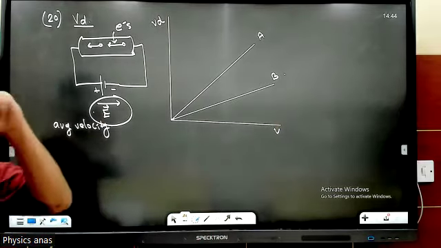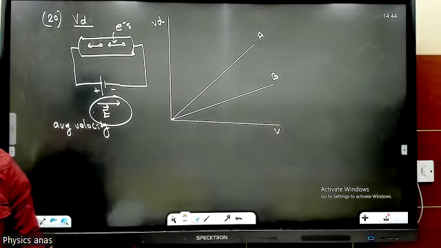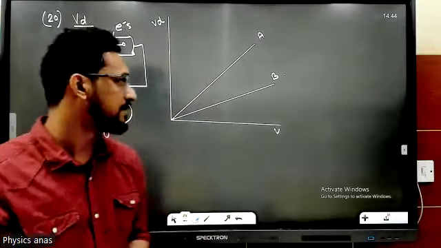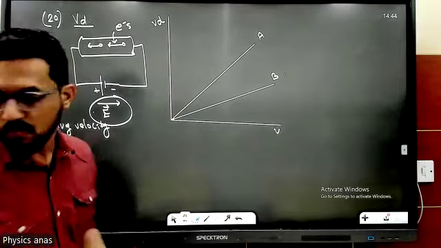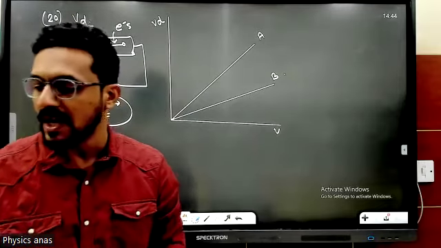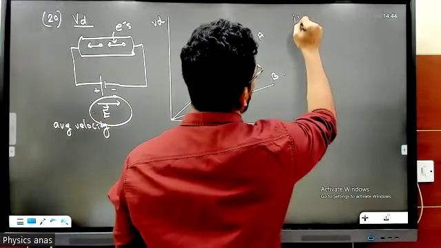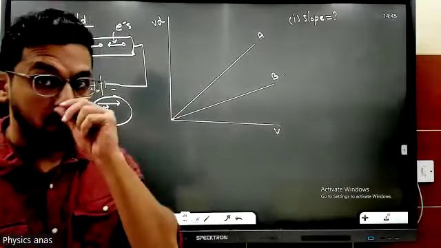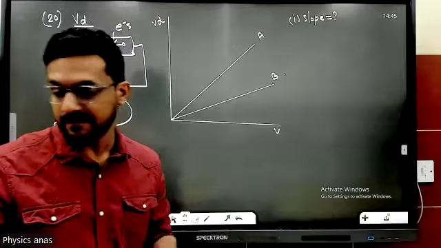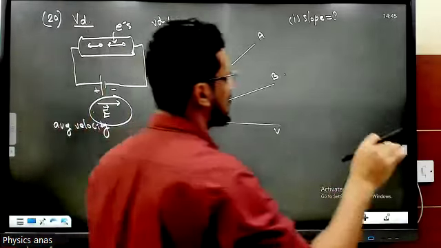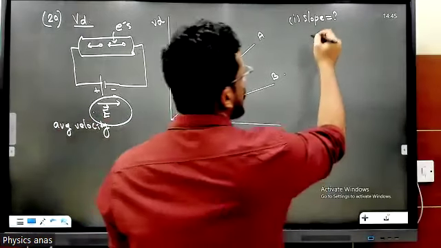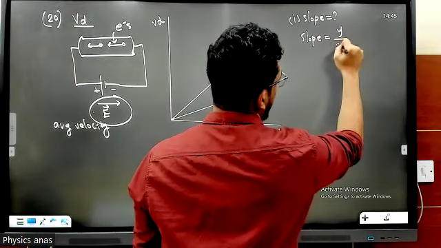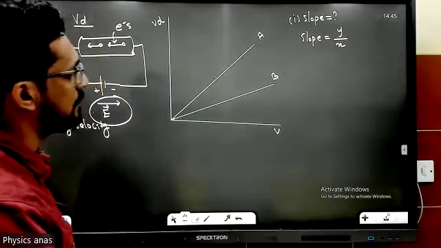Now, the first line has greater slope. And the second line has lesser slope. So, we need to find what the slope of the line represents. What is slope? How can you find the slope? Slope of a graph is tan theta. Always it is tan theta. I will write the equation of slope here. Slope is y by x. Always.